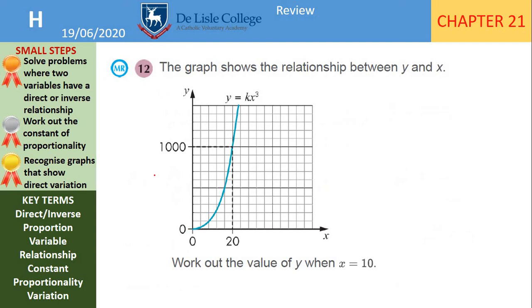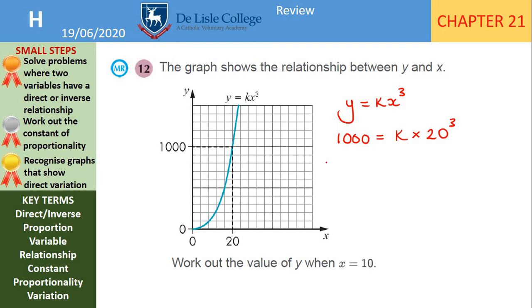Question 12, we've got a graphical one here. So the graph shows the relationship between y and x, and we've got the formula y equals k x cubed. So we use the graph. The graph tells us when x equals 20, y equals 1,000. So y equals 1,000 when x equals 20.